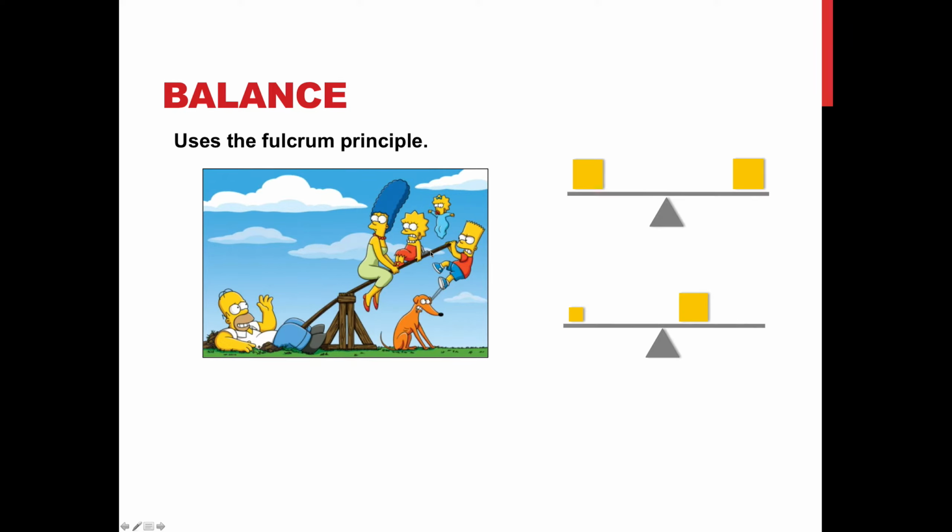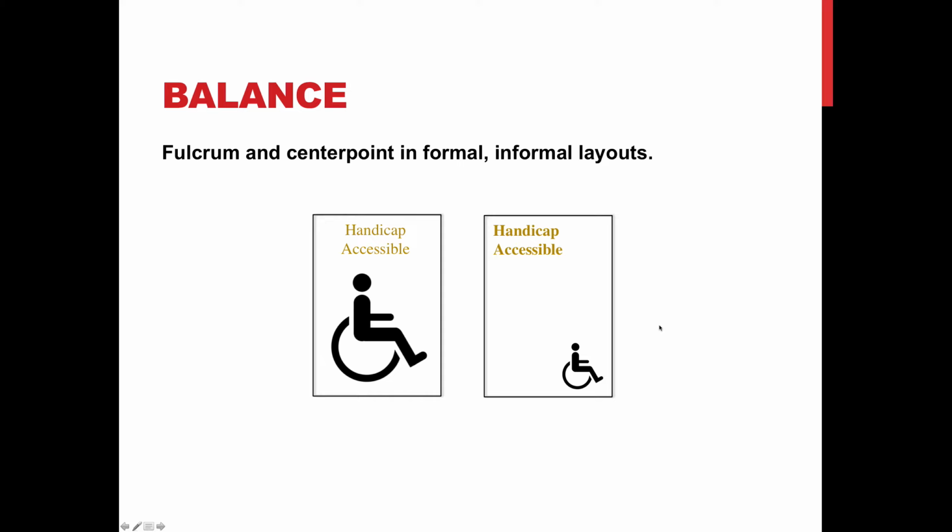And so if something is of equal weight, they can be of similar distance from the fulcrum, right? It's not going to tilt down. However, let's say that this box is much smaller than this box. To make it equal, you need to put this way closer to the center.